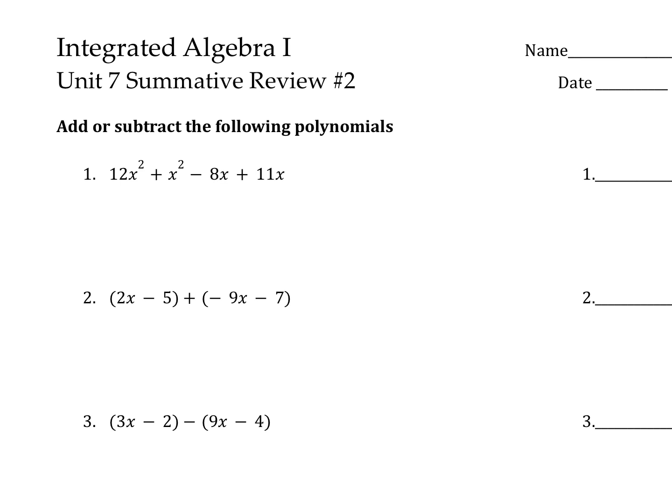Okay, this is the Unit 7 summative review number 2. And let's go ahead and get started. Let's read the instructions here. It says add or subtract the following polynomials.